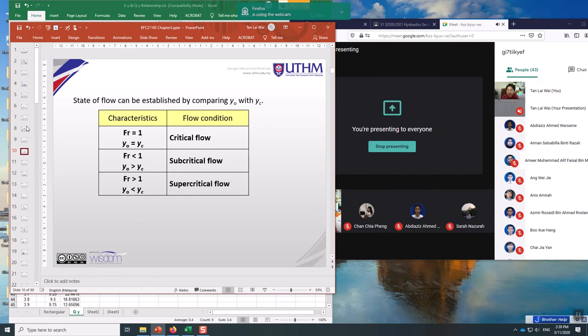Okay. Now this table here sums up the characteristics of critical, subcritical, and supercritical flow. In chapter 1, we already learned that Froude number equals 1 is critical flow, less than 1 is subcritical, and greater than 1 is supercritical. If the depth of flow is greater than yc, it is subcritical. If the depth of flow is less than the critical depth, it is supercritical flow.